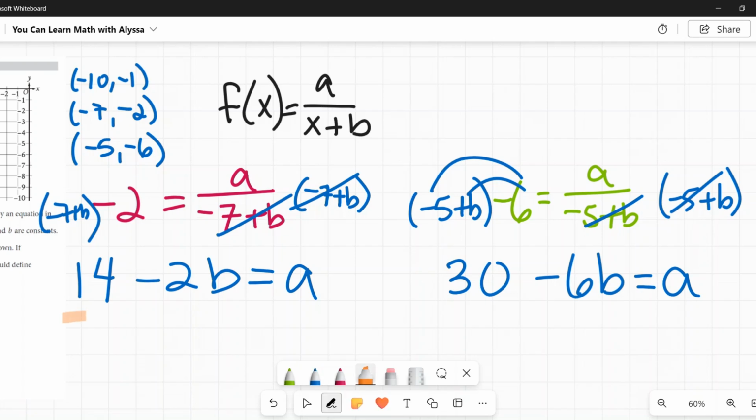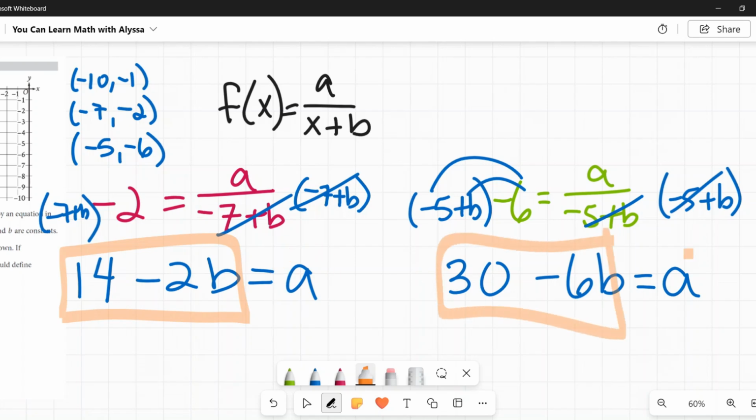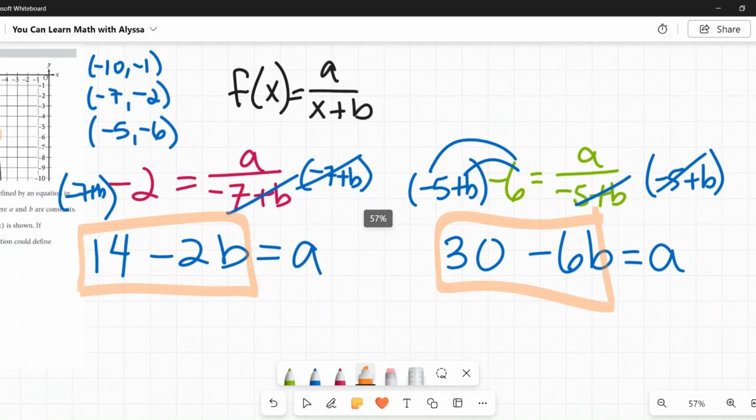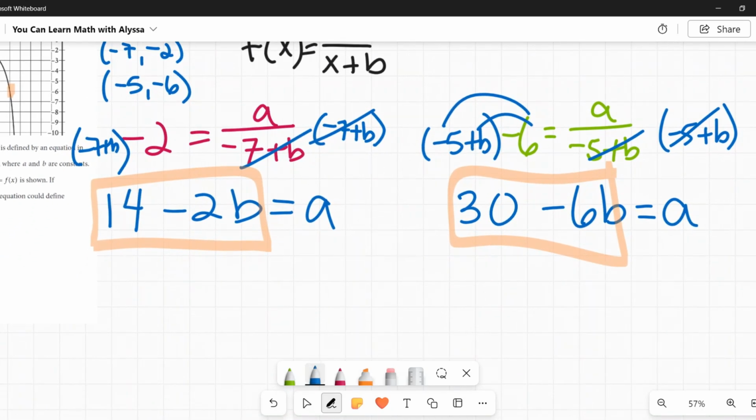This is really nice because I have 14 minus 2b is equal to a, and 30 minus 6b is equal to a. So these are equal to each other. They're both equal to a, so they're equal to each other. I can set them equal to each other, and I can solve for b. And from there, I can solve for a.